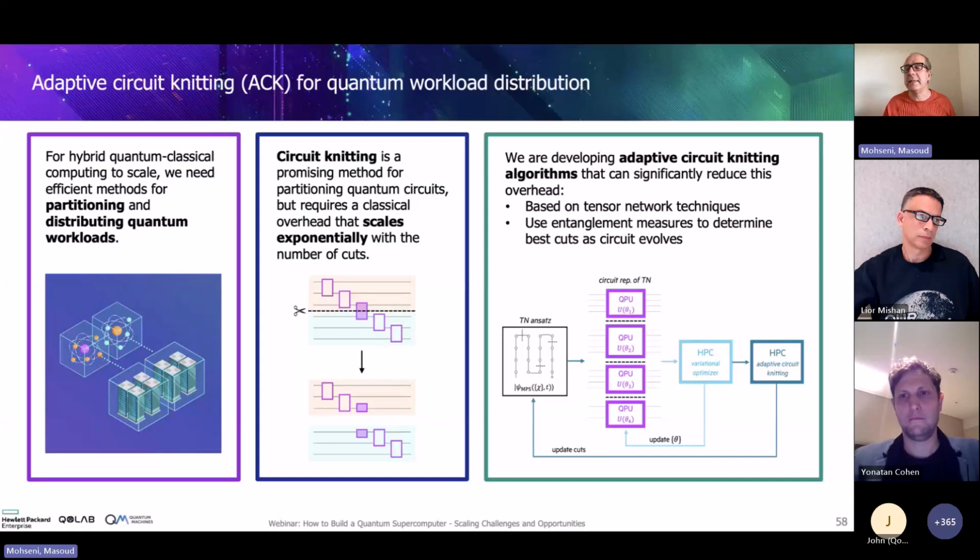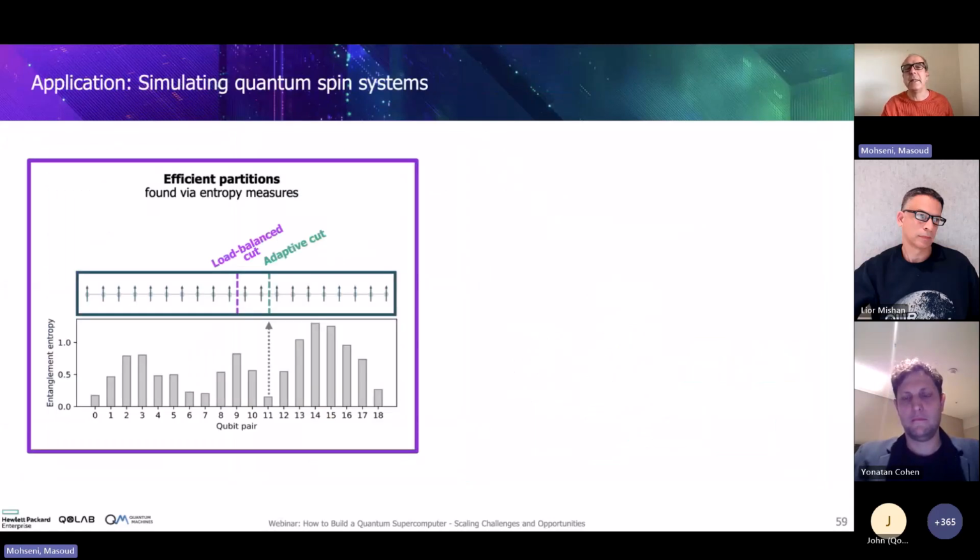Basically, when we look at the entanglement heat map, we can identify these kinds of opportunities. This is an example for a 1D transverse-field Ising model in the presence of strong disorder, where you can see a simple load-balancing cut is not optimal, because you are going to cut at high entanglement boundaries. But you can identify low entanglement boundaries and do adaptive cuts.